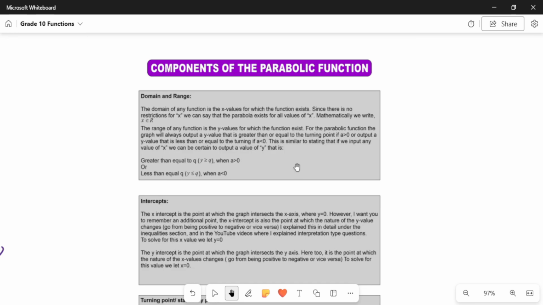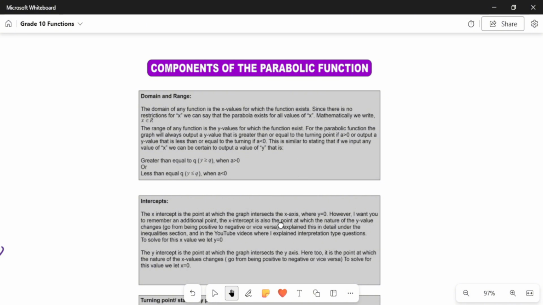Right, so now we will finally move over to the components of the parabolic function. Exactly as we did with the linear function, when we talked about the components of the linear function, we will do the same with the parabolic function. Exactly as I said, we give these things names because they are significant to us. Otherwise, we would have just called it some random point on the function. The fact that we give it a name means that there is some significance to it. And so we need to learn that.